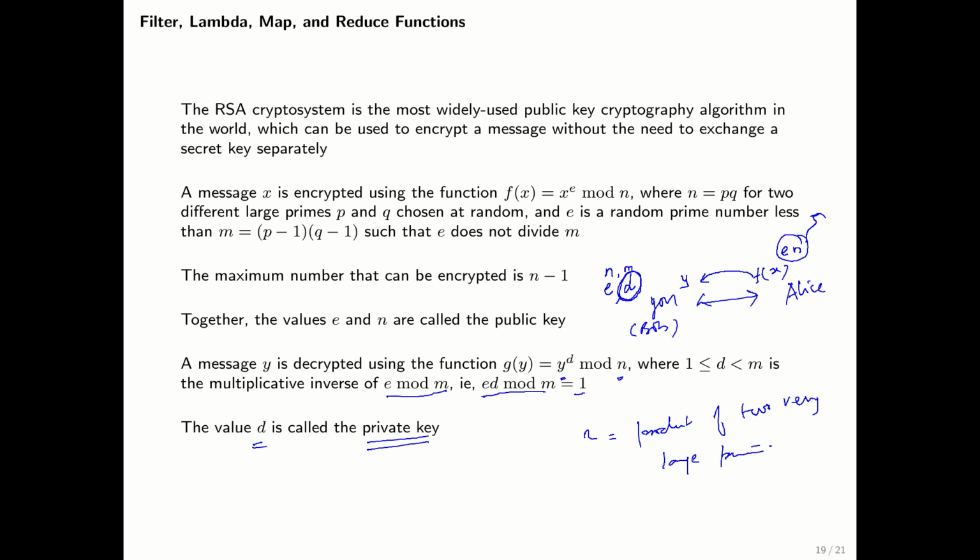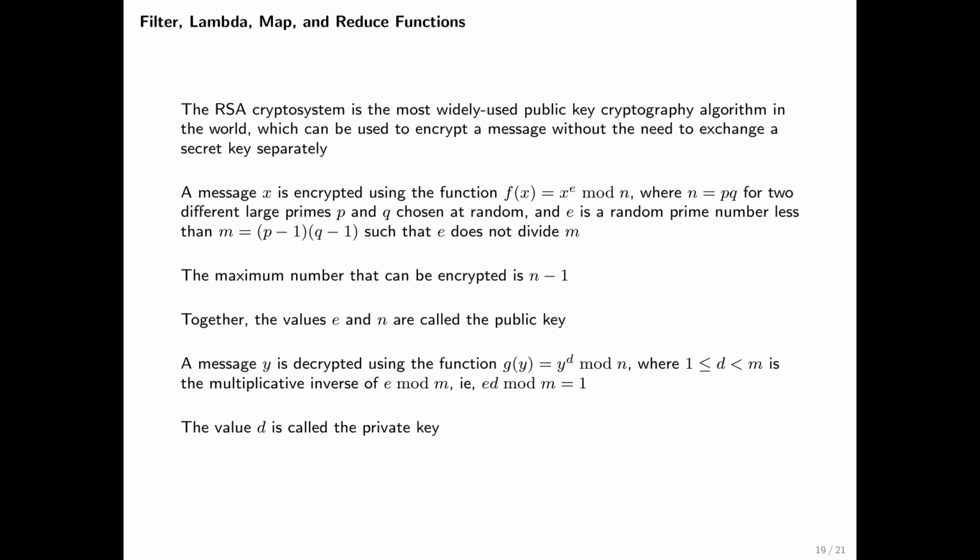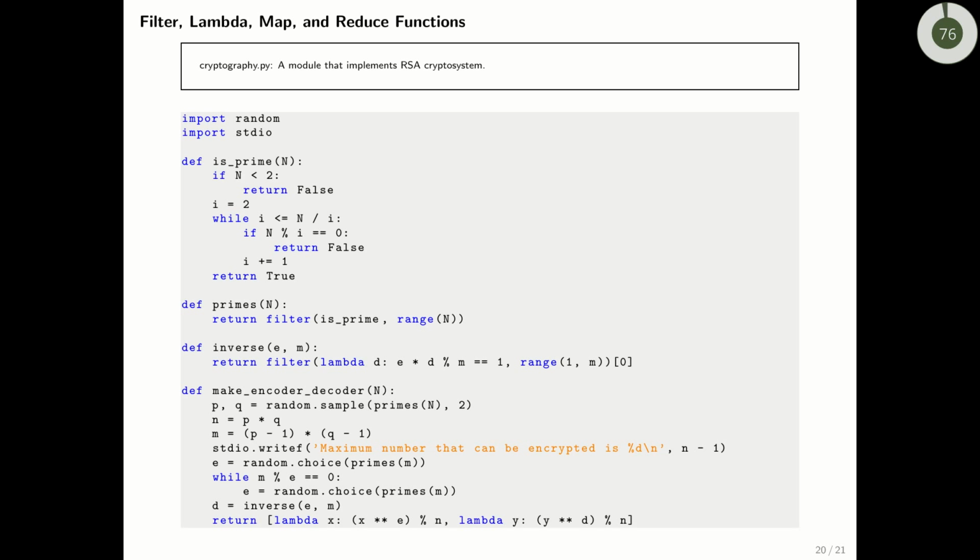So now let's talk about how you implement this as a Python module. So here it is. The module is called cryptography.py. So it's a module that implements the RSA crypto system. So let's walk through it carefully. We import two modules, random and stdio, and then we have a function is_prime that we have seen before. It takes an argument n and simply returns true if n is prime and false otherwise. So this code is something that we have seen before, so I'm not going to walk through that.